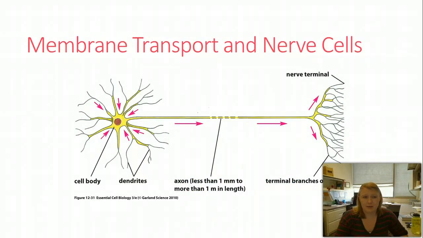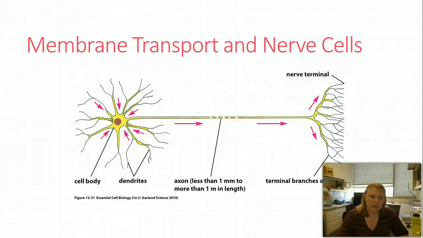Before we get into our examples of how this works, we've got to talk about what a nerve cell is. Some of us maybe haven't talked about nerve cells in a while. Nerve cells have quite a unique structure. They have the cell body, which is the main area that we've always talked about, with a nucleus in the middle, and you can see an example of that here.